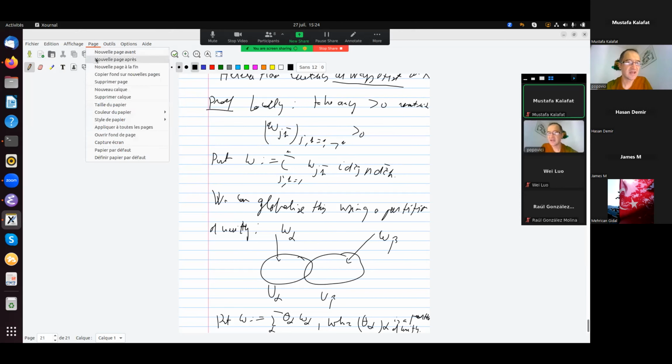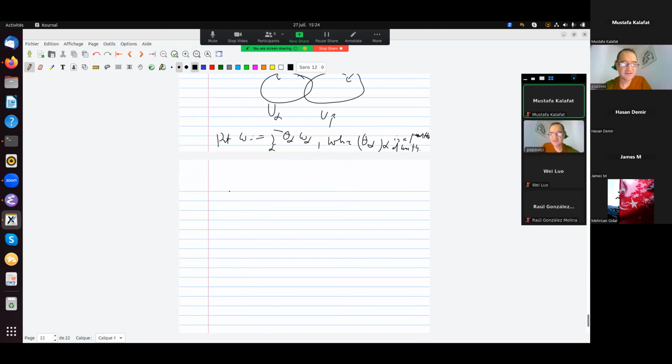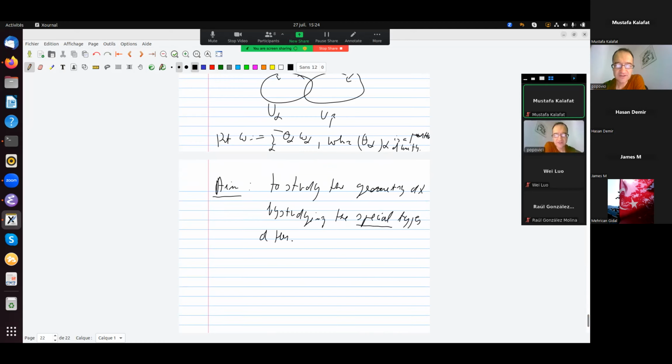Hermitian metrics always exist. But now what we're going to see now, the aim is to study the geometry of X by studying the special types of Hermitian metrics it supports.